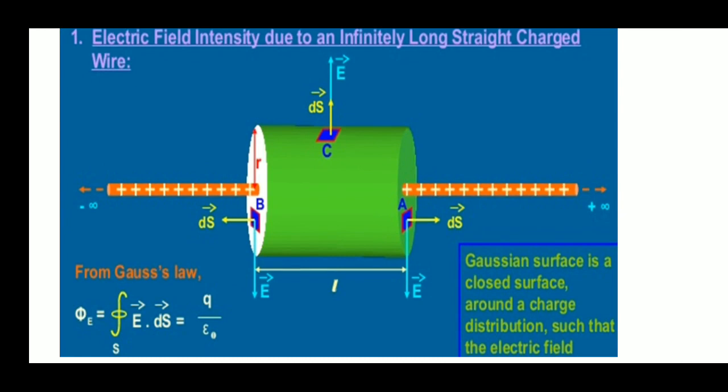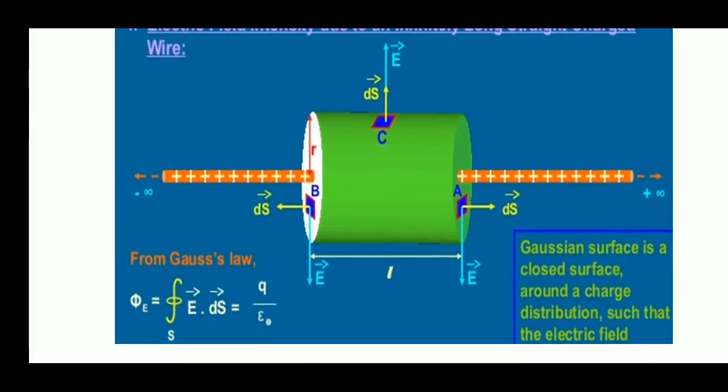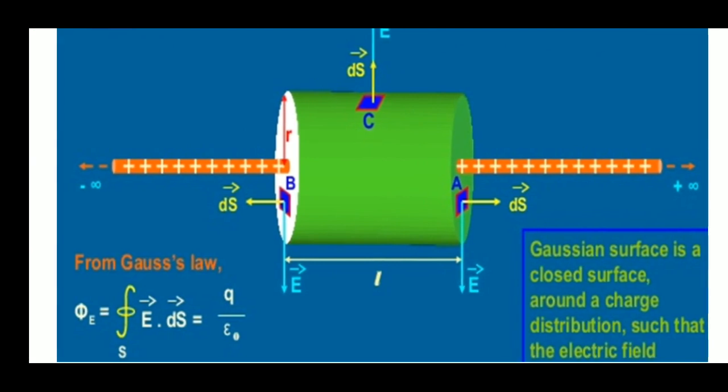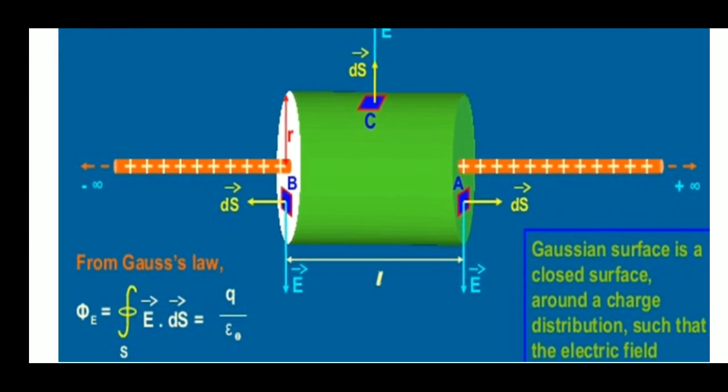See here, in this diagram, the orange one is a linear charge, an infinitely long wire. This diagram is the more correct representation. Can you see on the left side it is written as minus infinity? And on the right side it is marked as plus infinity. There are three surfaces. This is one flat surface, this is another flat surface, and this one is a curved surface.